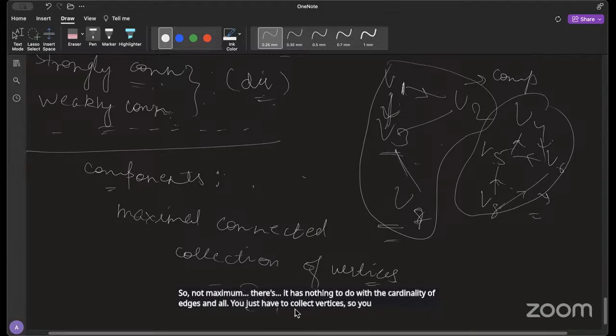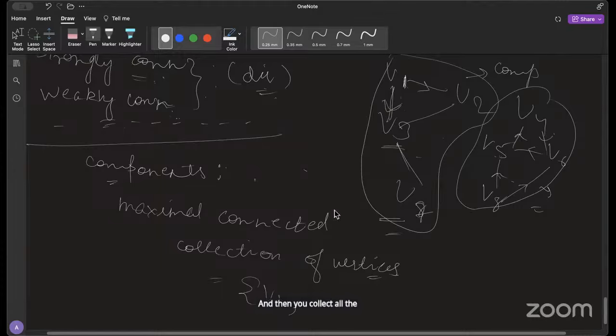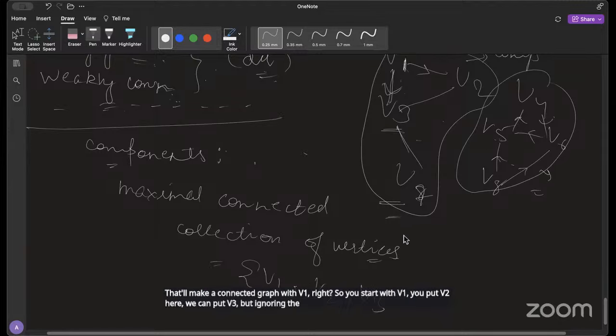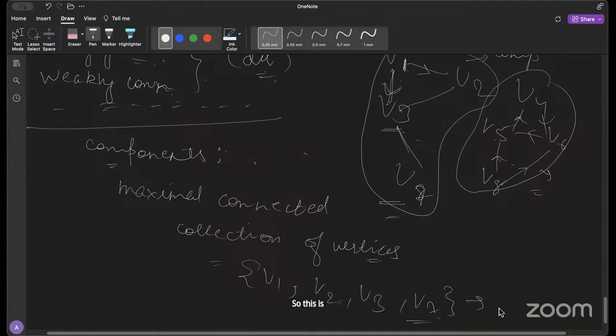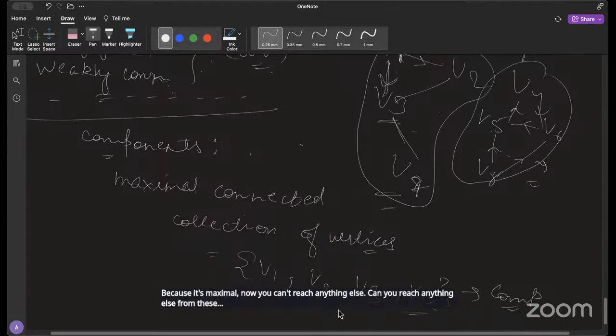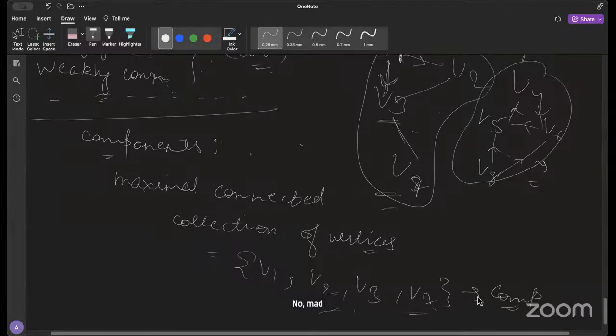So you start with V1, and then you collect all the vertices that can be reached from V1. That will make a connected graph with V1, right? So you start with V1, you put V2 here, we can put V3 there, ignoring the directions. I've already mentioned it a lot of times. Ignoring the directions, you can reach V2, V3, and V7, right? So this is a component. Why? Because it's maximal. Now you can't reach anything else. Can you reach anything else from these V1, V2, V3, V7? Can I add something else to this one? No, madam. That means it's a component.